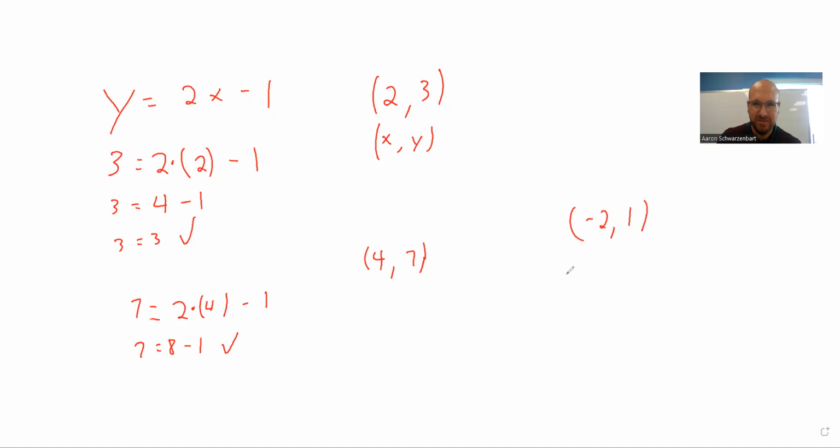Let's try a third one. Two times -2 is -4. -4 is not equal to -1. This is false. Or I could write not equal. This is a valid point, but it's not on my line. Okay, that is checking.